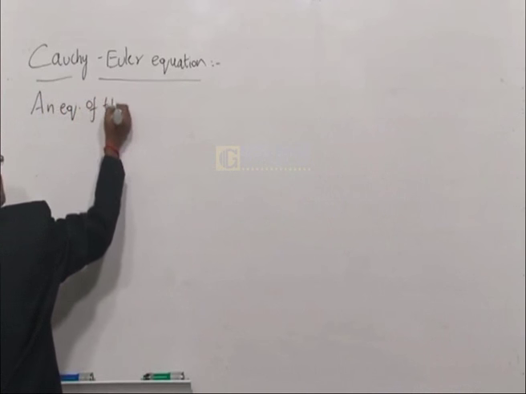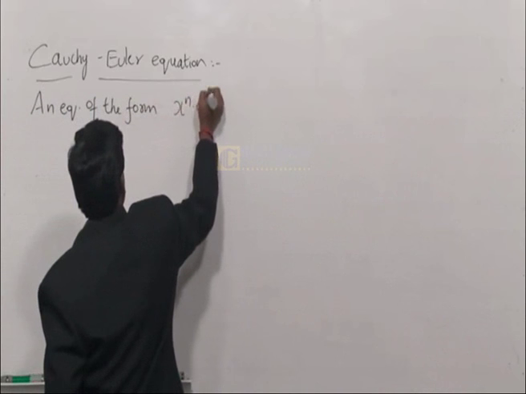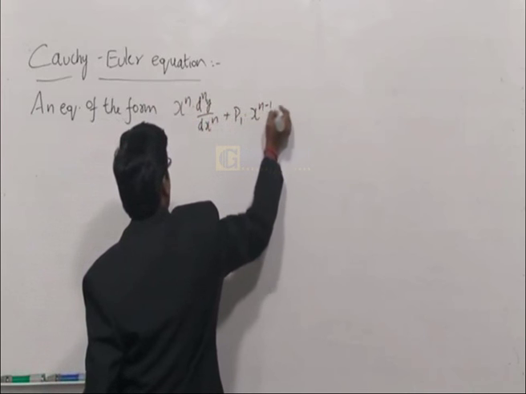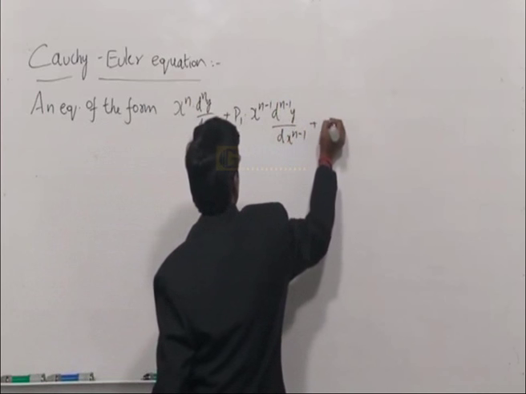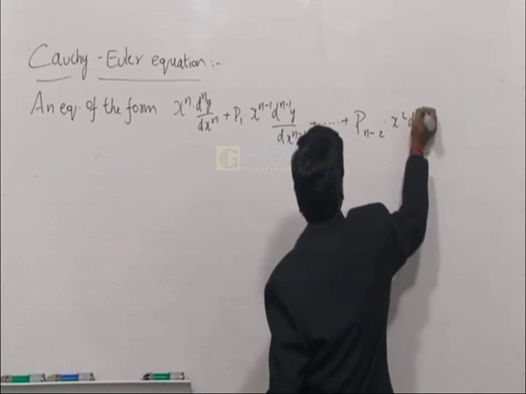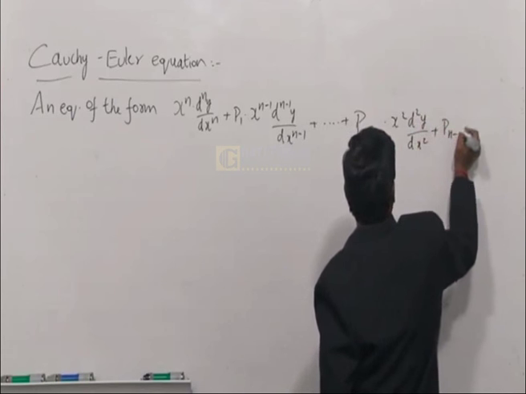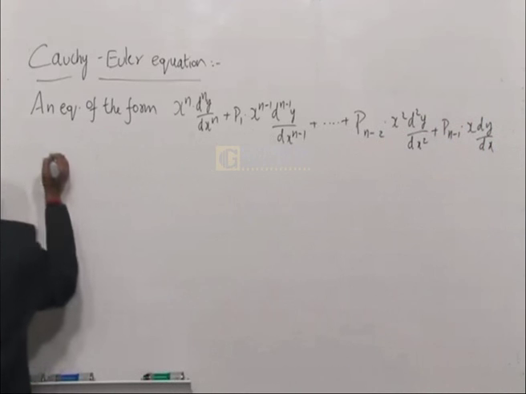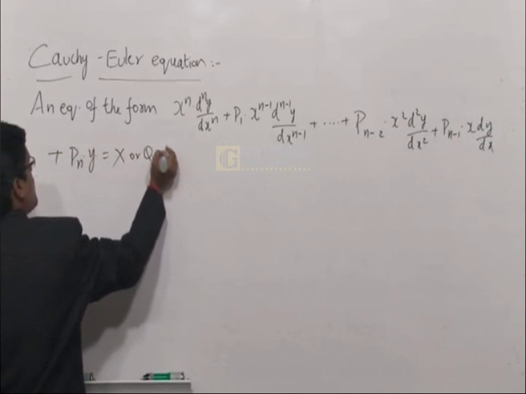An equation of the form x power n times d power n y by dx power n plus p1 into x power n minus 1 d power n minus 1 y by dx power n minus 1, plus so on, plus p(n minus 2) into x square d square y by dx square, plus p(n minus 1) x into dy by dx, plus pn into y is equal to capital X, or Q, or f of x.